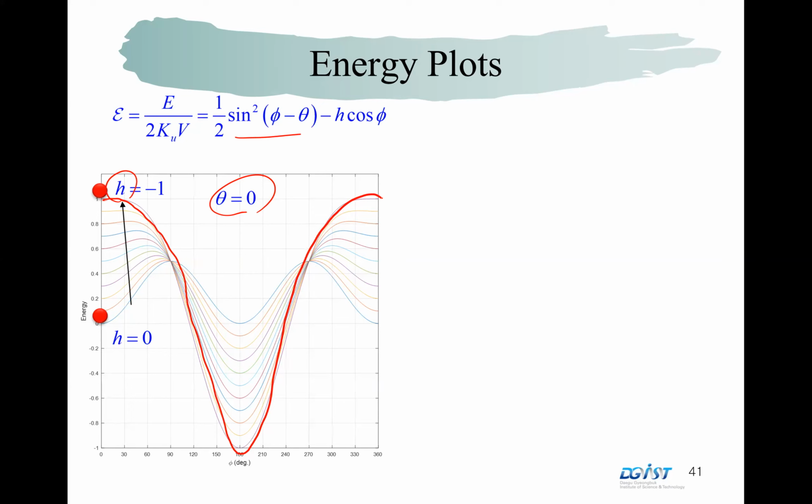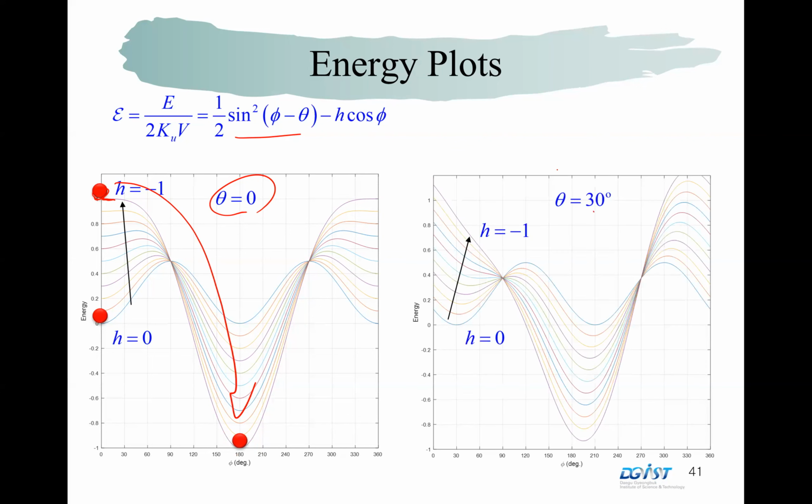As you see here, if you are here, this is still stable, but with a little bit of increase of the field, it becomes an unstable point. So it falls down to the lowest energy of the system. Okay, that is the switching.